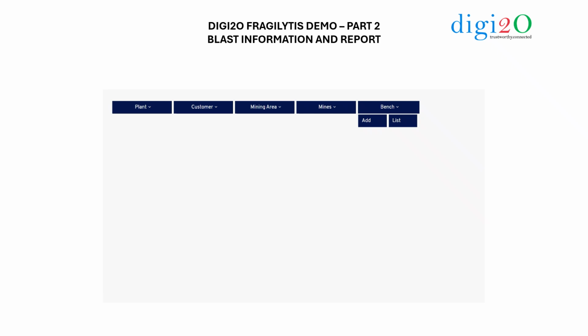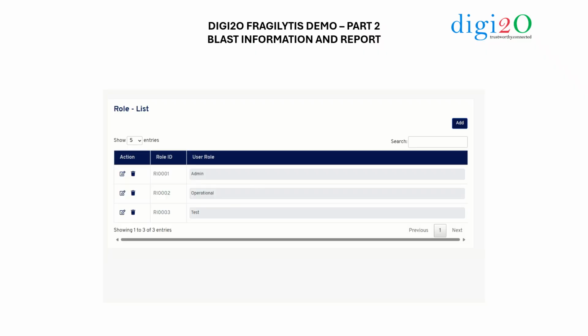You also have the ability to do some user management. Basically, there are roles and users. This is taking a bit of time to load, but as you can see, there are user roles of admin and operational. Test is just something we use in order to test certain things, so don't worry about that. So ideally, there are two roles, which are admin and operational.